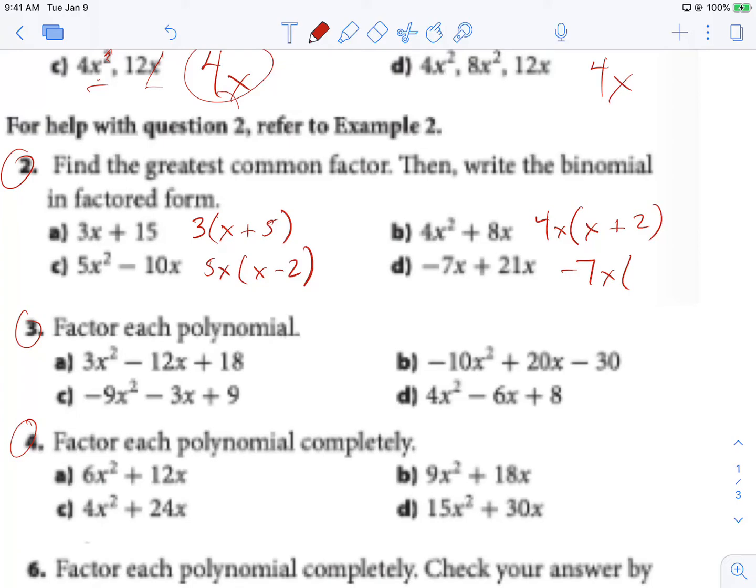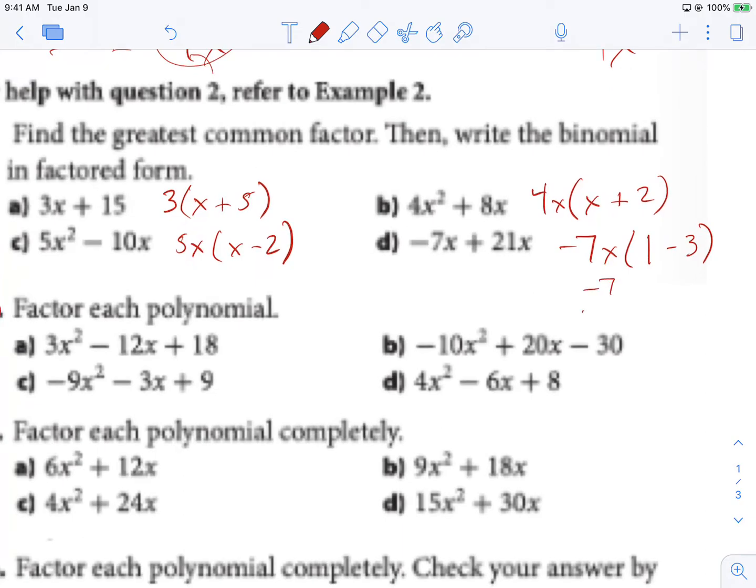Well, here, we're going to be left with 1 minus 3. So what can we actually do there? Well, we can actually reduce that a little bit more. Negative 7x, this 1 minus 3 is going to become negative 2. So what we can eventually do, if we wanted to get real fancy, negative 2 times negative 7 is going to give us 14x.